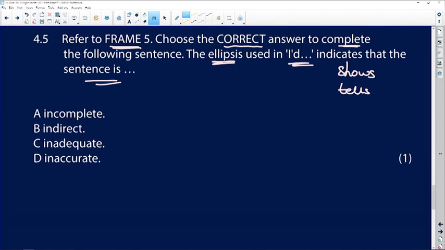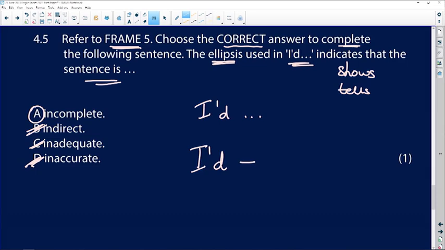Right, what did we say? Get rid of the things that are clearly wrong. So is the sentence inadequate? No, the girl feels inadequate, if you like, to finish that sentence, but the sentence is incomplete. Now be very careful. Students tend to use ellipsis when they actually should use the dash.